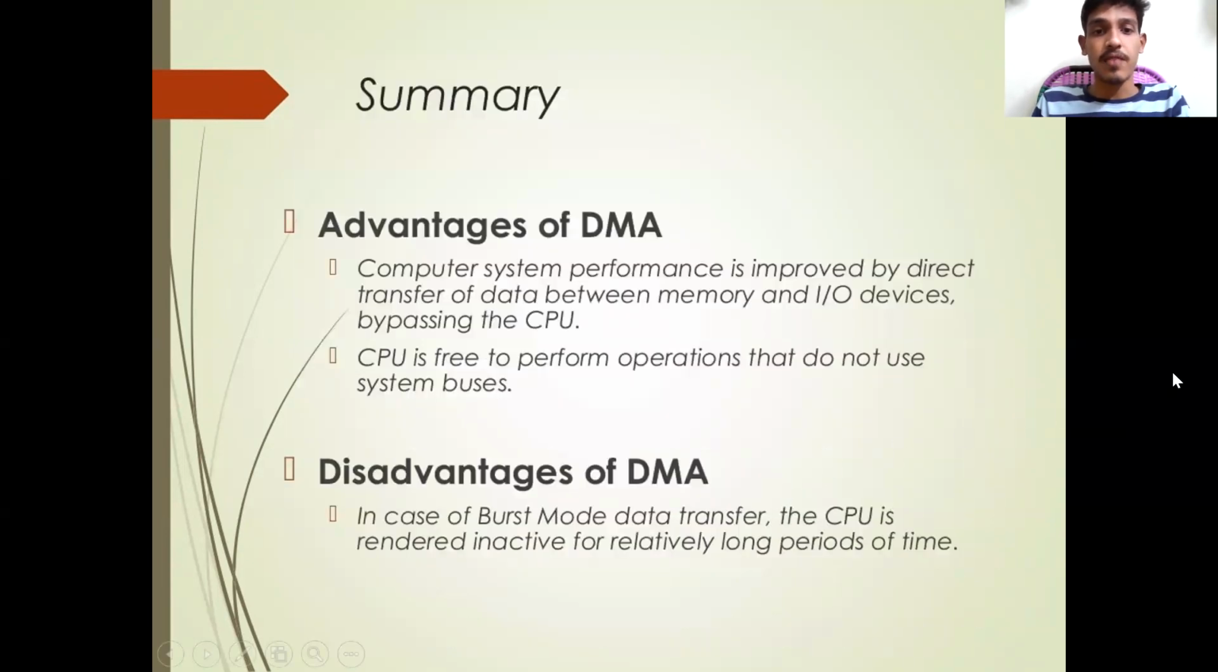Summary. Advantages of DMA. Computer system performance is improved by direct transfer of data between memory and IO device, bypassing the CPU. The CPU is free to perform operations that do not use the system bus. When the CPU is busy with some other process, the DMA gets the power to transfer the data without the CPU's involvement. So this increases the performance.